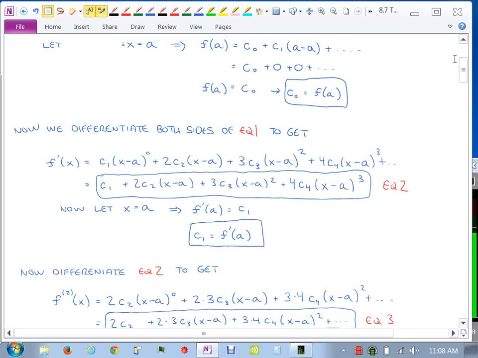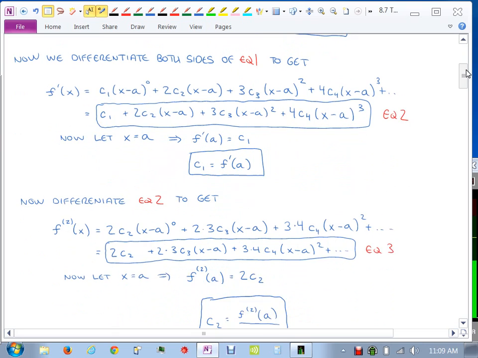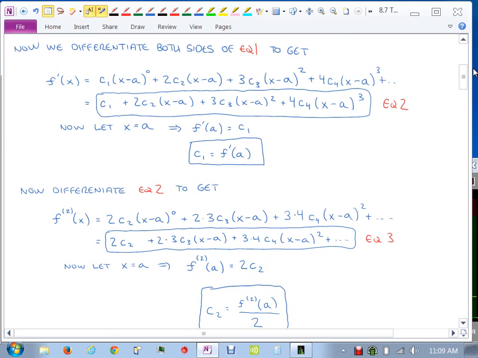Now we do it again. We differentiate again. So when we differentiate, we take the derivative of equation 2 and create equation 3. So how do I say second derivative? I could do prime prime, or you could put a 2 in parentheses. Has to be in parentheses, though. That means your second derivative.